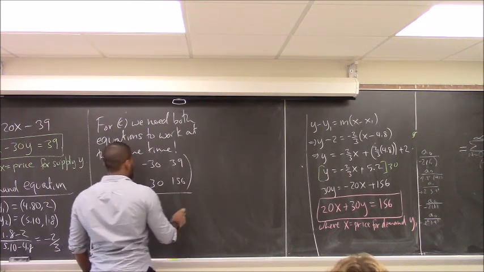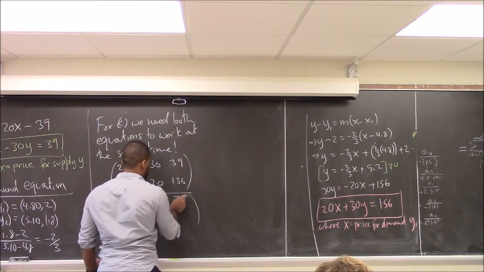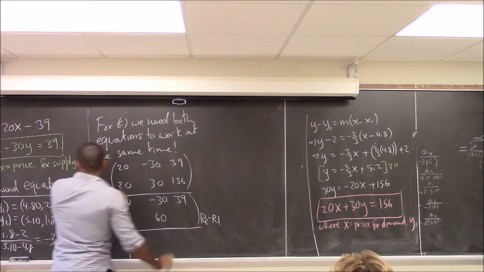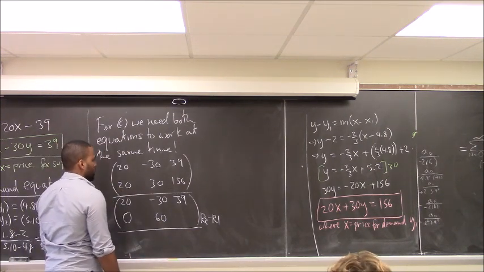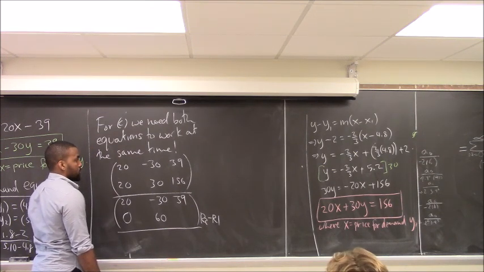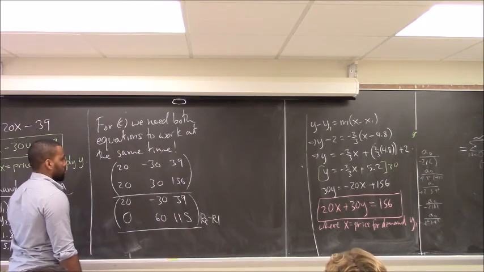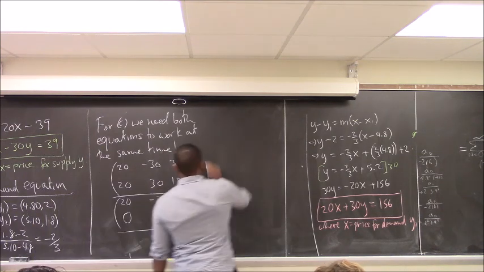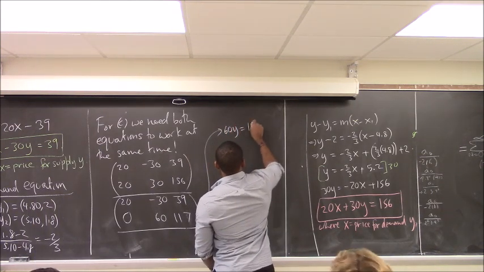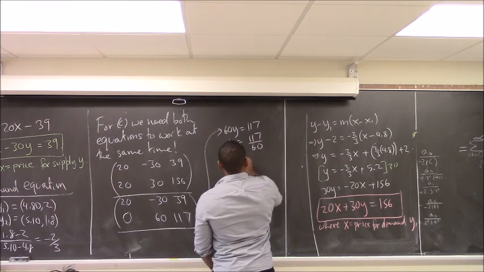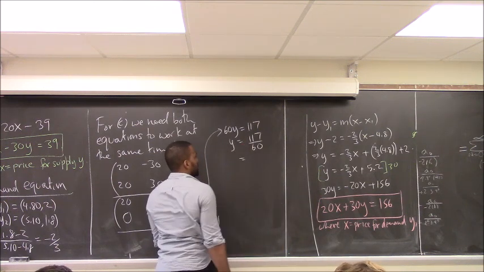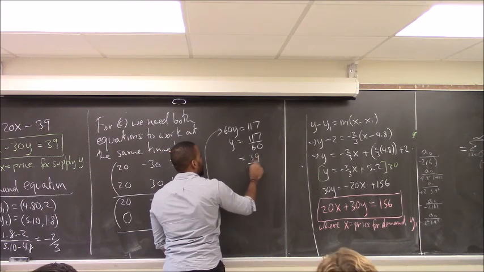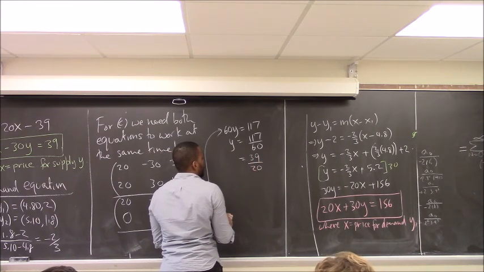I can say take row 2 minus row 1. 20 minus 20 is 0, this minus that is 60. And 156 minus 39 is going to do what? 117? And so from there, I can say 60y equals 117. So my y is going to be 117 over 60. And the sum of the digits here is 9, so 3 definitely divides into that. So 3 into that is going to go 39 over 20. Can we do anything else here?